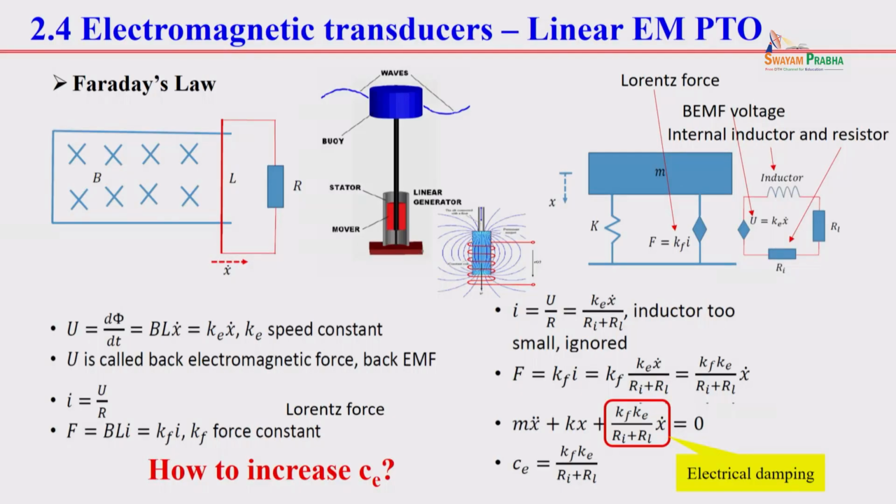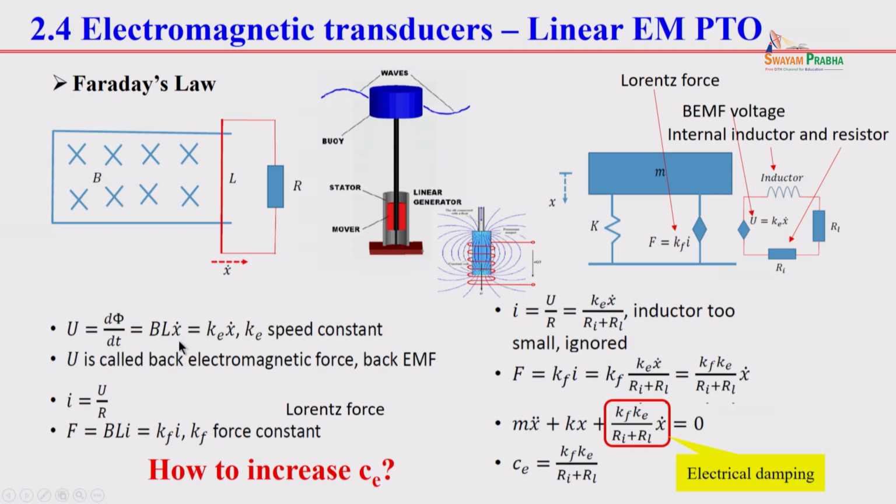This is electric damping. So my question here is how to increase this. Sometimes we want to have more damping. Look at this one, how do we increase it? You'll say, I will increase B. Yes, with a stronger magnetic field, you get more.